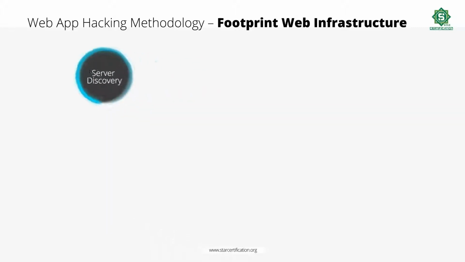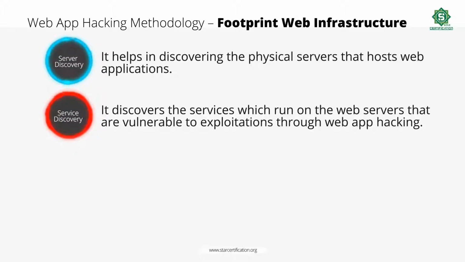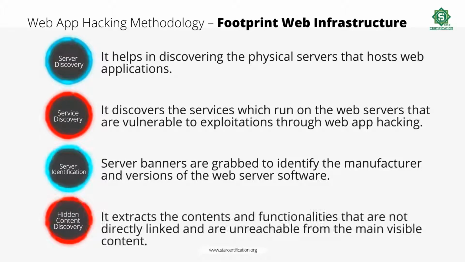Server discovery. It helps in discovering the physical servers that host web applications. Service discovery. It discovers services which run on the web servers that are vulnerable to exploitation through web app hacking. Server identification. Server banners are grabbed to identify the manufacturer and versions of the web server software. Hidden content discovery. It extracts the contents and functionalities that are not directly linked and are unreachable from the main visible content.